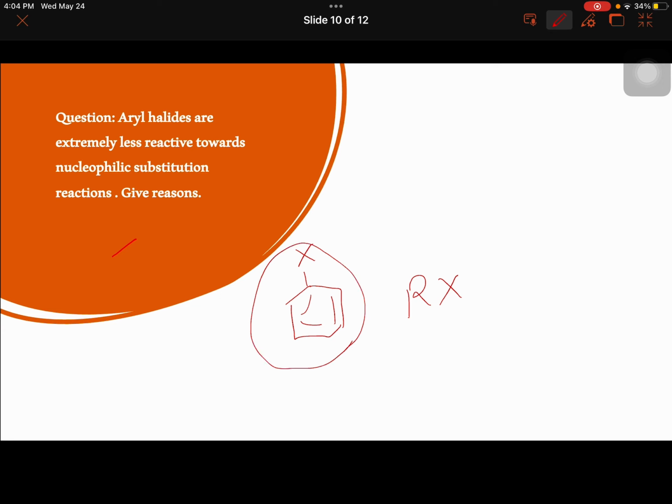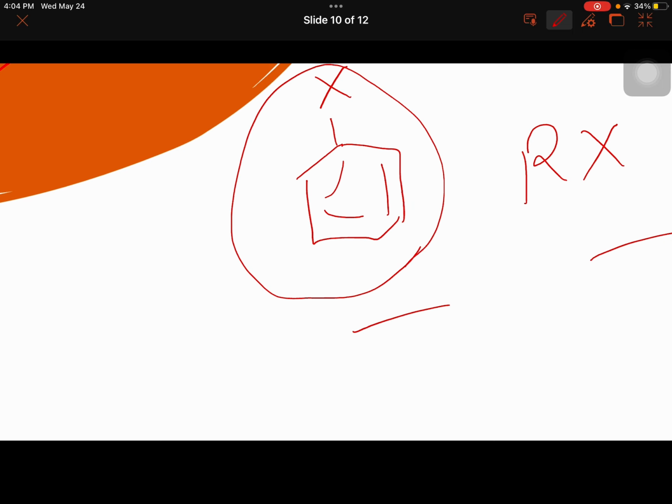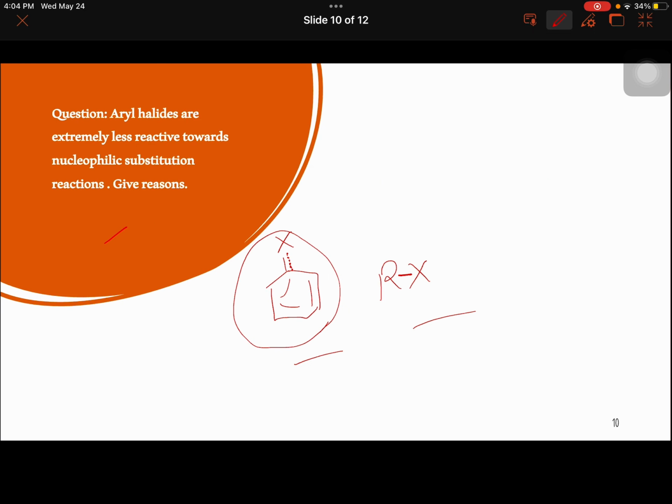Whenever you look at this and this, one thing that should come to your mind instantly is that there is a resonance possible. And because of resonance, it will be having a double bond character. And it is difficult to break the CX bond, which is not a problem here. Here the CX bond breaks quickly and the nucleophile can come and attack here. So there are 4 reasons actually to this.